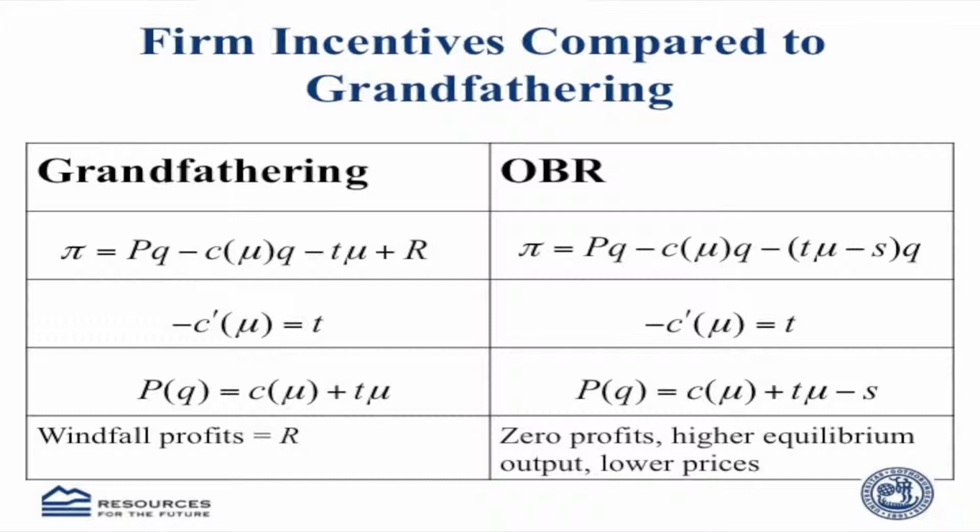Okay? In this case, with grandfathering, you have windfall profits. With output-based rebating, you have zero profits, but you have lower product prices, lower output prices, and thus higher equilibrium output. Okay. So do you think you have the same emissions, if we just use this with an emissions tax, so we set the tax, do we get the same emissions with these two schemes?